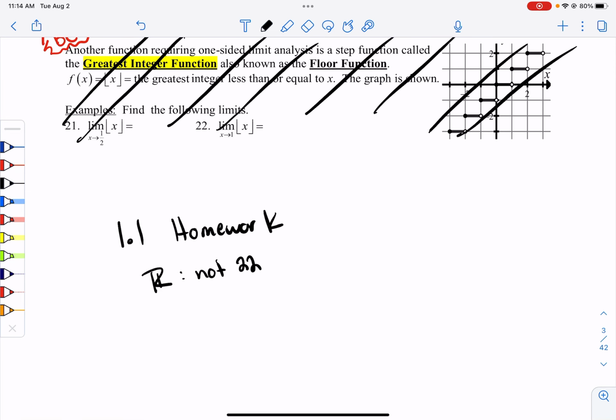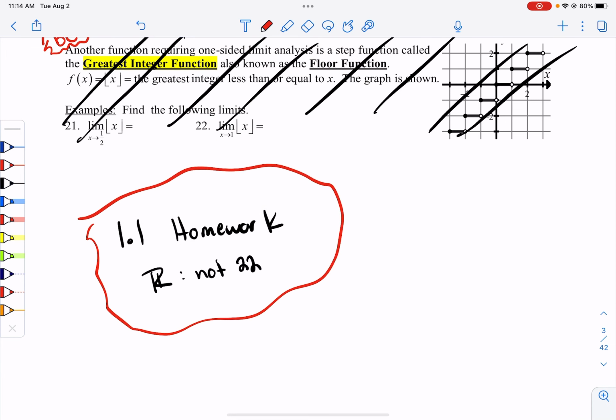Homework is going to be 1.1 homework, all of the problems, all real numbers. I want you to do 1 through, how many are there? I've got the book right here in front of me. 1 through 42. Oh, that's not too bad. So there, I want you to do 1 through 42, but I want you to skip number 22. That uses the floor function that we just crossed out.